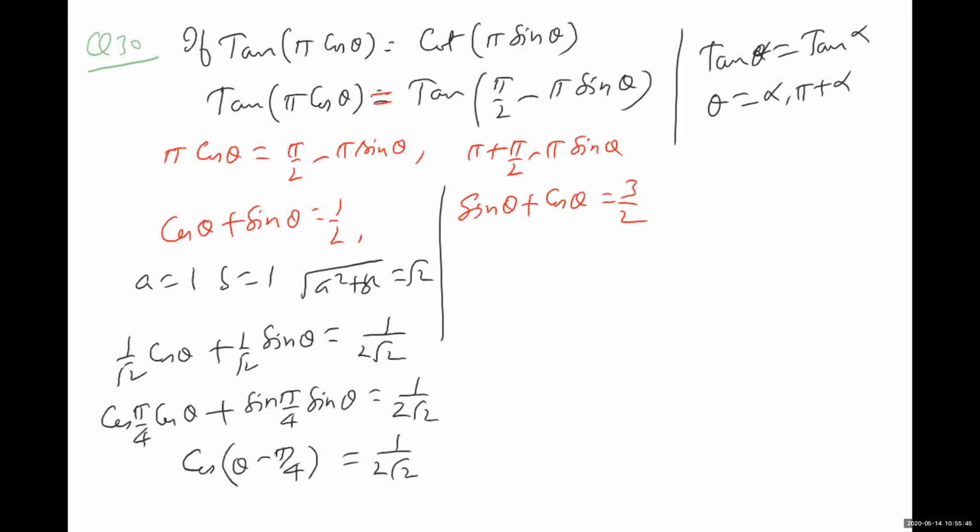Second option will not be possible. This will not be possible because maximum value of cos theta plus sin theta is under root 2. So this we will reject. This pi plus pi by 2, this we will add. This is 3 pi by 2. So this is not possible.